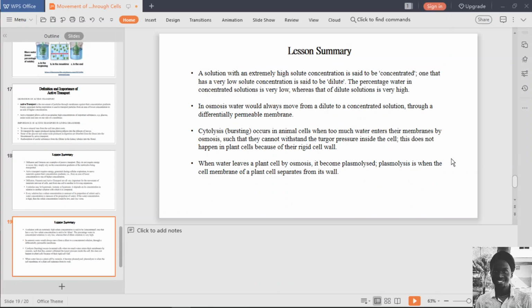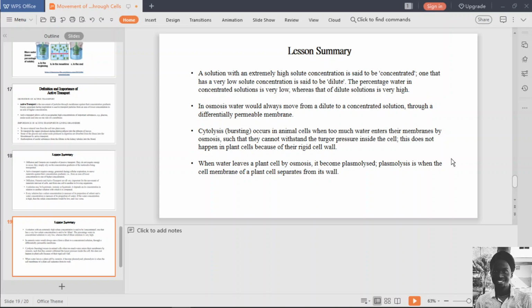Okay. The next thing I want you to remember is that a solution with an extremely high solid concentration is said to be concentrated. One that has a very low solid concentration is said to be dilute, and the percentage of water in a concentrated solution is very low, whereas the percentage water in a dilute solution is very high. Next point, in osmosis, water would always move from a dilute solution to a concentrated solution, but it must be through a differentially permeable membrane.